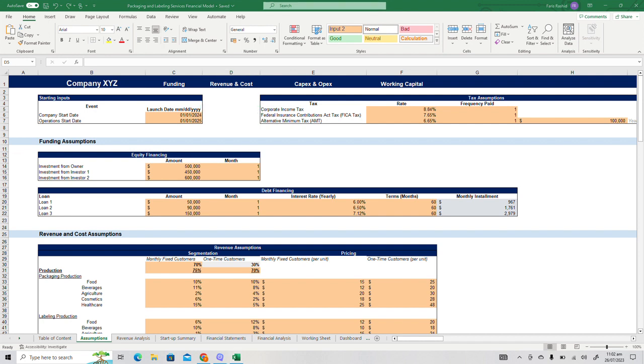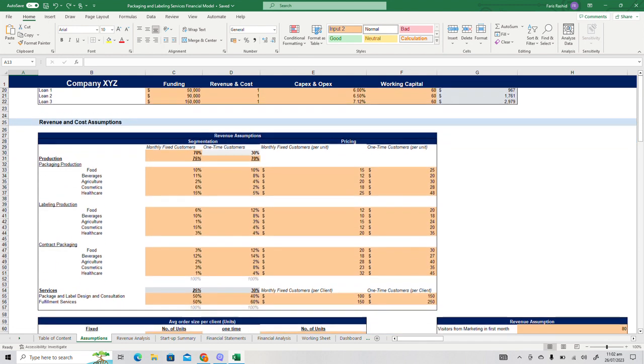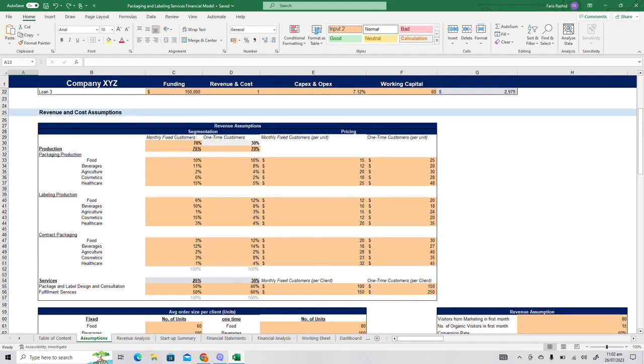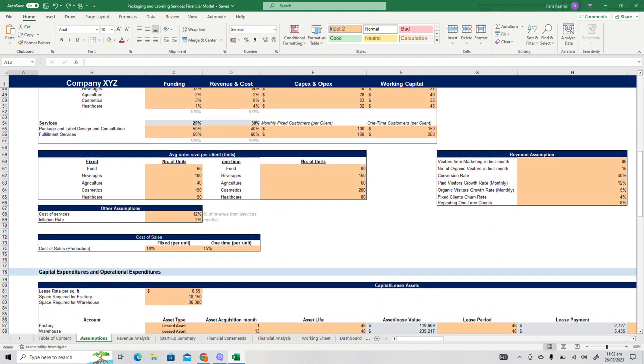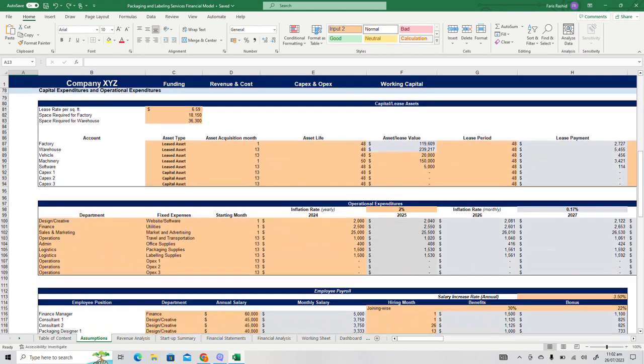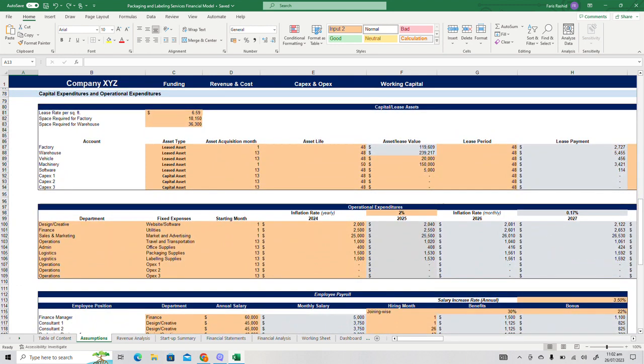Then comes the funding assumptions. The funding assumptions includes all the relevant information about equity financing and debt financing. Then comes the revenue and cost assumption. This gives a general and more broad revenue streams about how the company is generating the revenue. It also includes a few other information such as the cost of sale, cost of goods sold, and other relevant information. Then comes the capex and opex.